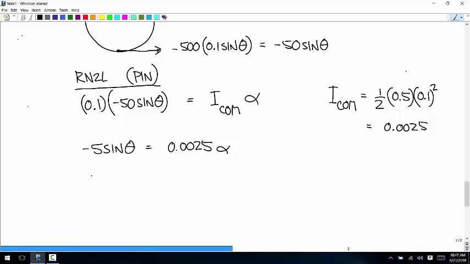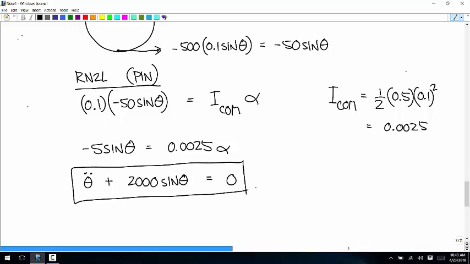And so what's 5 divided by 0.0025? Okay, so 2,000 sine theta plus theta double dot is equal to 0. So now this is for all oscillations.